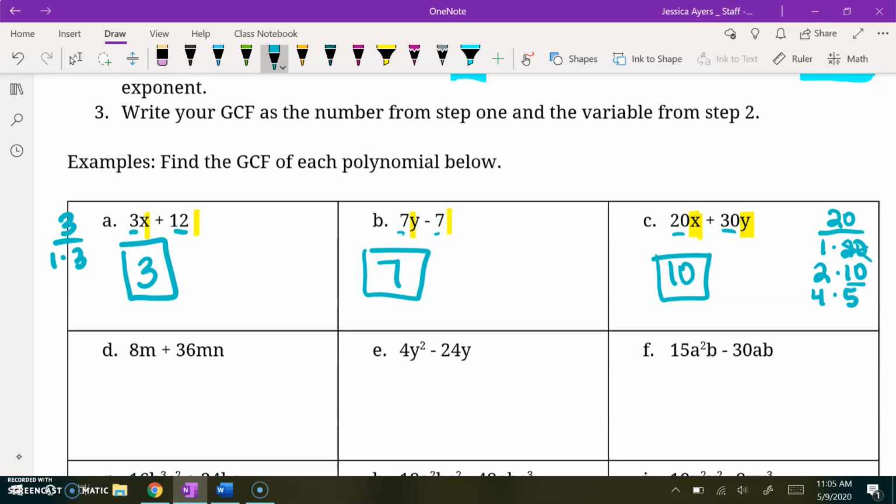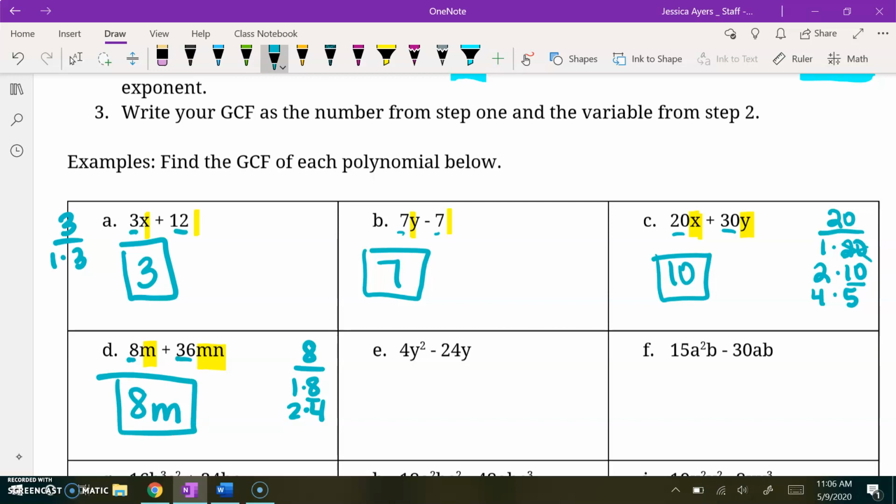Looking at D, first focusing on the numbers, we look at 8 and we look at 36. So the factors of 8 are 1 and 8 and 2 and 4. 8 goes into 36, so we know that 8 is part of our GCF. Then when we look at our variables, we have an m and we have an mn. Since both terms have an m, then we know that m is part of the GCF. So our GCF is 8m.